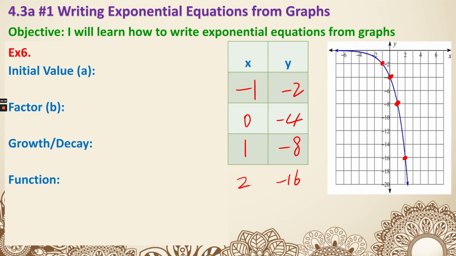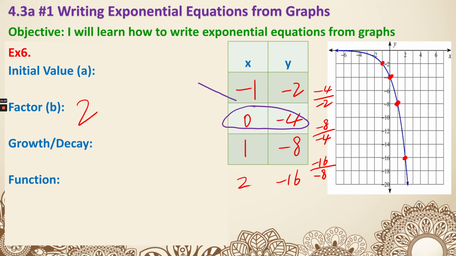So let's find the factor. Bottom divided by the top, -4 over -2, or -8 over -4, or -16 over -8. They're all going to simplify to be 2. And that is our factor. Next, initial value. That comes from the y-intercept. So it's going to be -4.